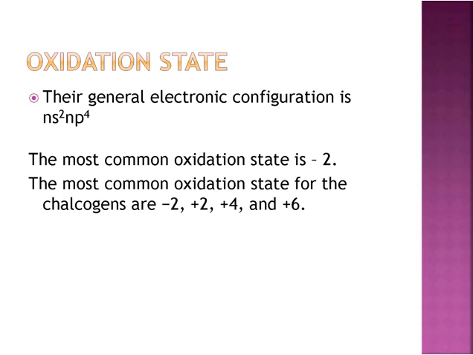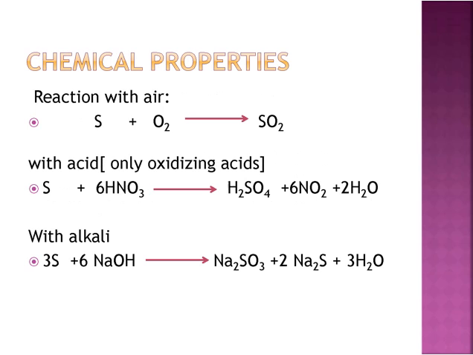The general electronic configuration is ns2 np4. The most common oxidation states of this group's elements are -2, +2, +4 and +6. Now look into the chemical properties of oxygen. Oxygen, when it reacts with sulfur, forms sulfur dioxide.